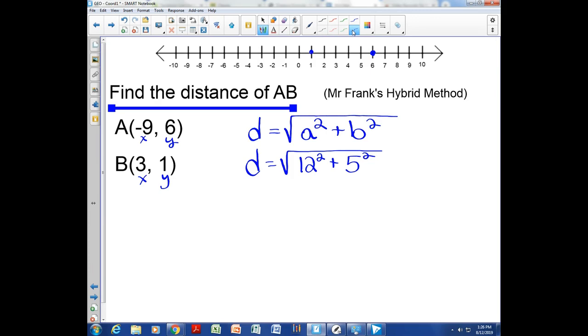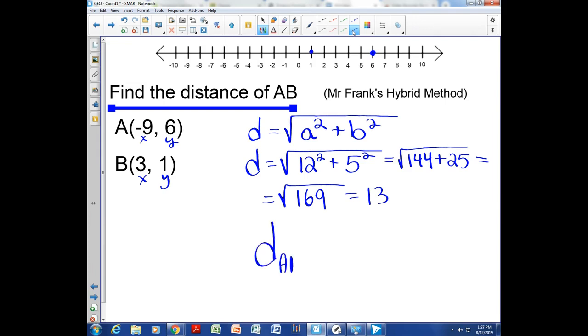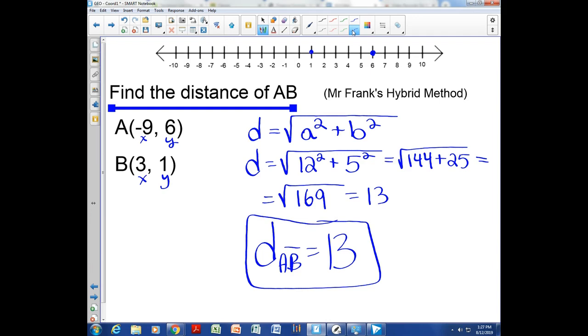And now I just go on to simplify my radical. Well, we'll simplify what's inside. 12 squared is 144. 5 squared is 25. Put my equal, continue over here, square root. 144 plus 25 is 169. And this one happens to work out nice and perfect because 169 is a square number, and its square root is 13. So my final answer would be the distance of A, B is equal to 13. And that is all you need to do.